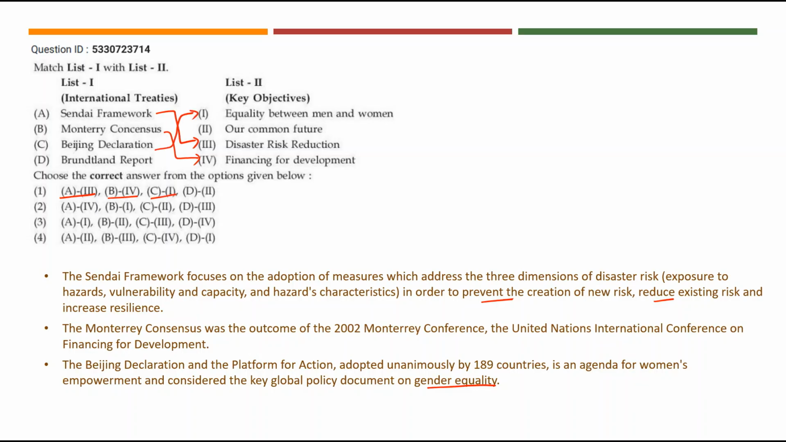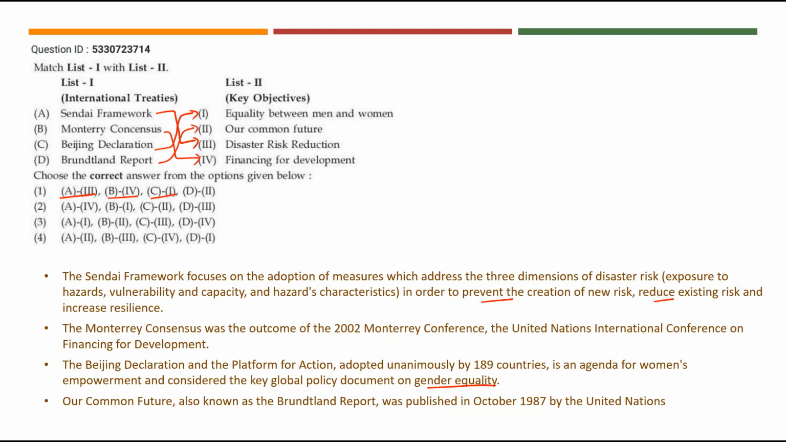What about Brundtland Report? Our Common Future, also known as the Brundtland Report, was published in October 1987 by the United Nations. So here it's just another name. D will be mapping to 2. Option number 1 will be the right answer.